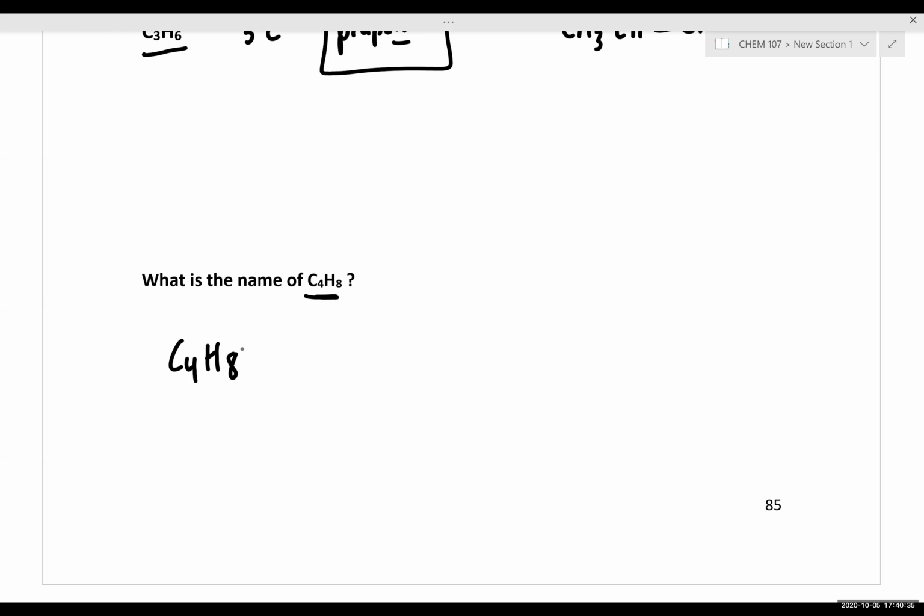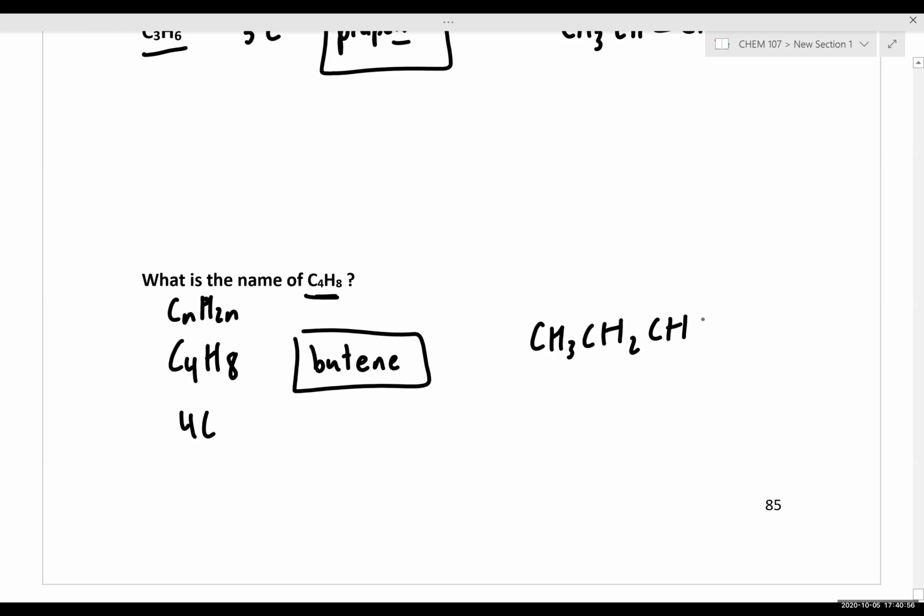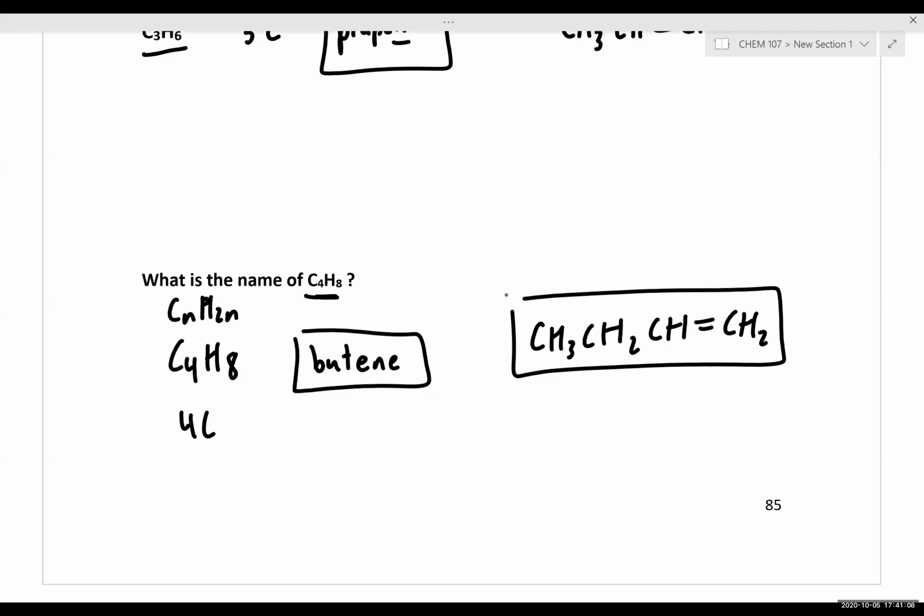Butene? Yep, exactly right. So 4 carbons, we use the prefix but. Since we have the formula CnH2n, it's an alkene, so we write this as butene. There are variants of butene, but probably the most common variant looks something like this. Does this make sense to everyone?